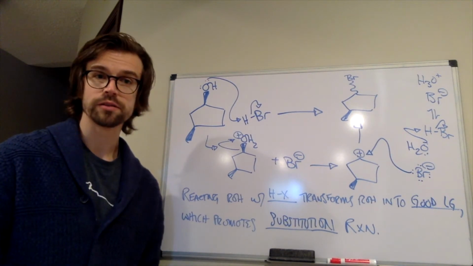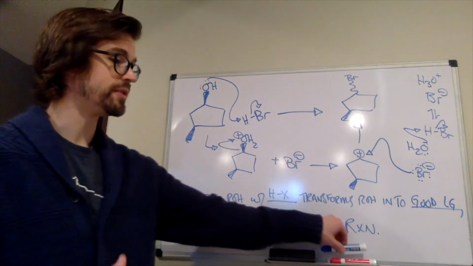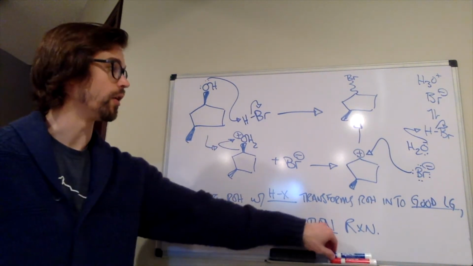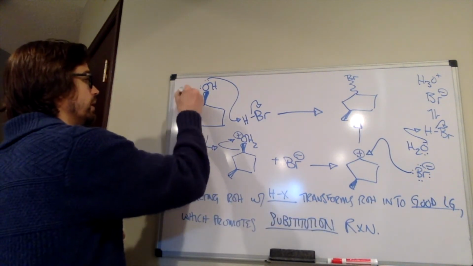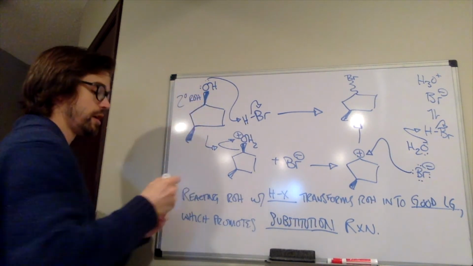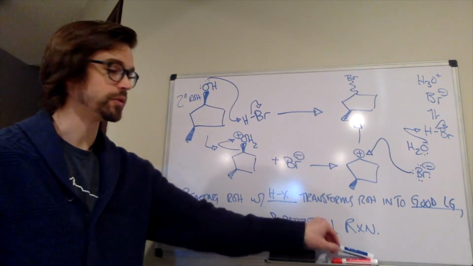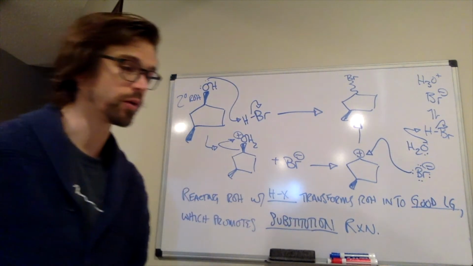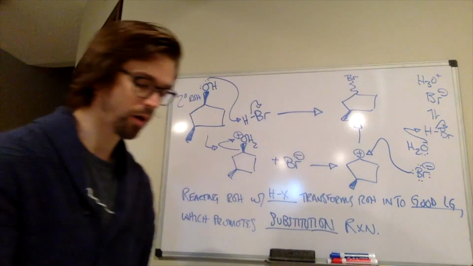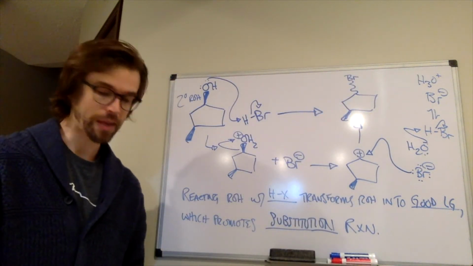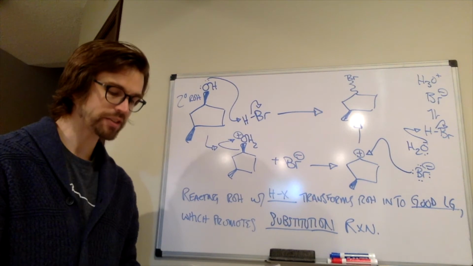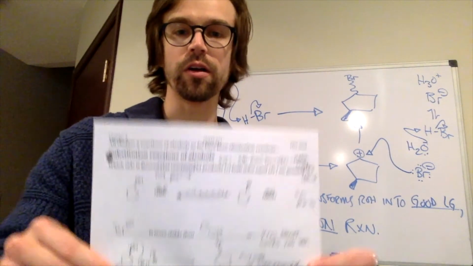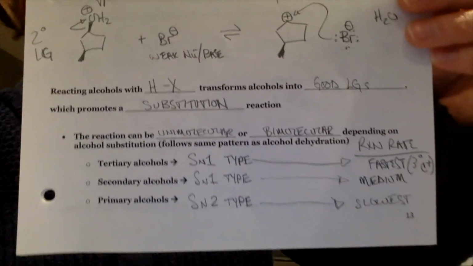Now we're going to talk about the different types of alcohols. So this is a secondary alcohol, right? Secondary alcohols can form secondary carbocations. If you're forming a secondary carbocation, that's a stable enough carbocation to form. So this brings us to the next part of our course packet. The reaction can be unimolecular or bimolecular depending on the alcohol substitution pattern. So that's what we see right here.